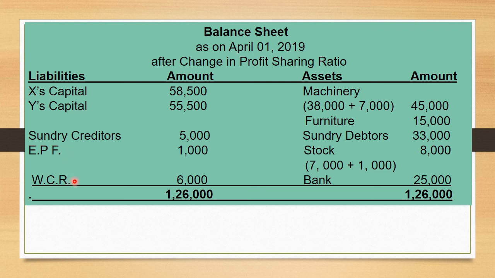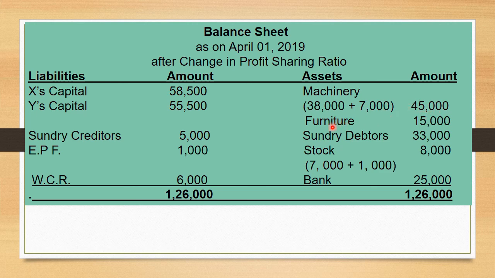Finally the last thing, workmen compensation reserve. If you read the question carefully then you can see, there it was said there is a liability against workmen compensation reserve and fund of rupees 6,000. That's why I'm writing it here as rupees 6,000. Now after completing liability side, we will move our focus towards asset side. On asset side, first thing we will write machinery, and as per the requirement of the question, value of machinery is increased by 7,000. It means 38,000 book value which was already given to us, when we add 7,000 we will get 45,000 as machinery.